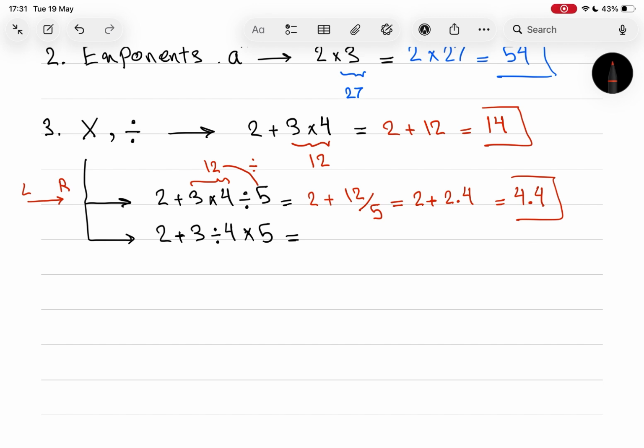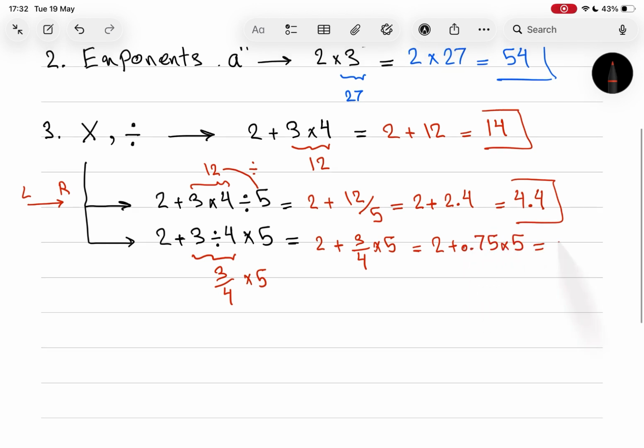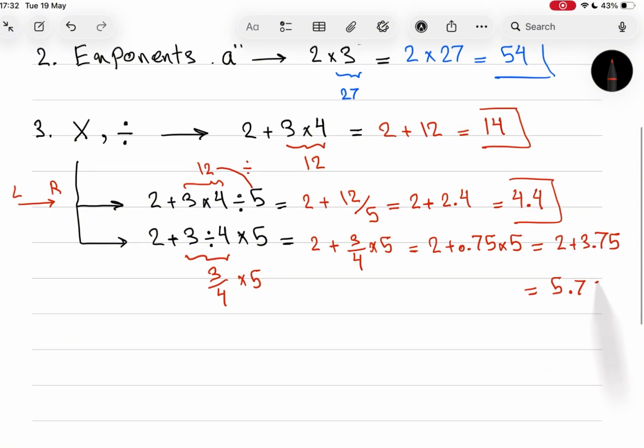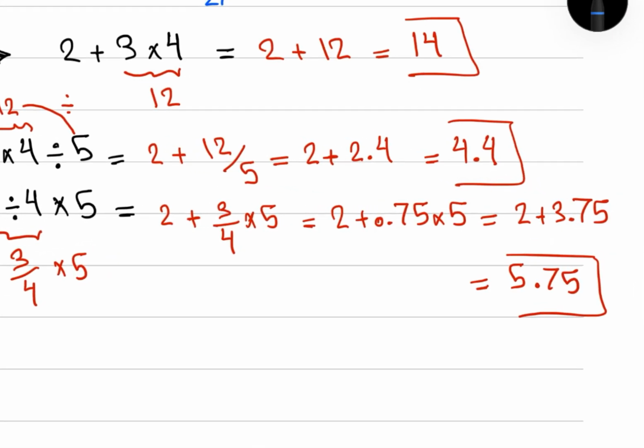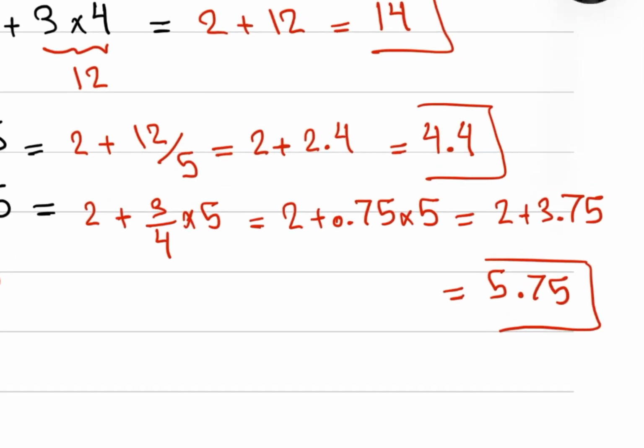In the second example, we first calculate 3 divided by 4. Then, we multiply it by 5. So, we have 2 plus 3/4 multiplied by 5. Then, we continue with 2 plus 0.75 times 5. Finally, 2 plus 3.75 equals 5.75. As you can see, the answers are different. Therefore, whenever multiplication and division appear together, we must solve from left to right.